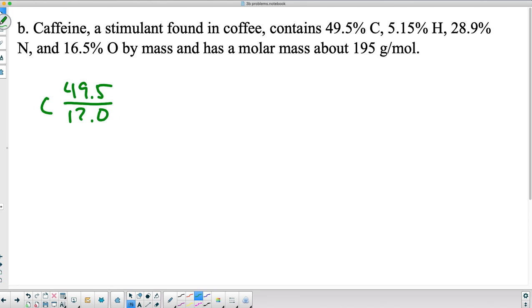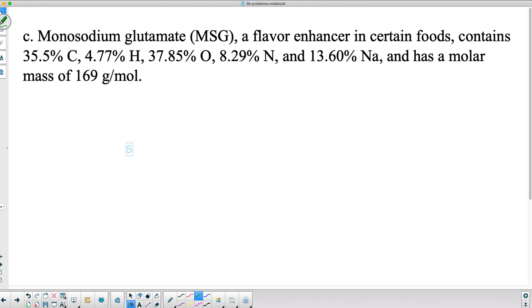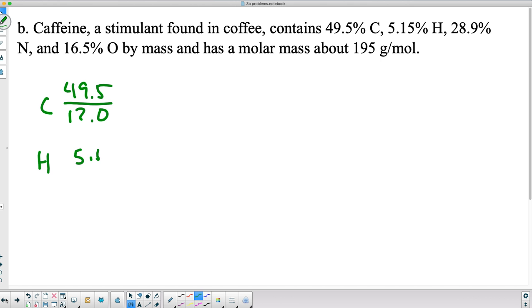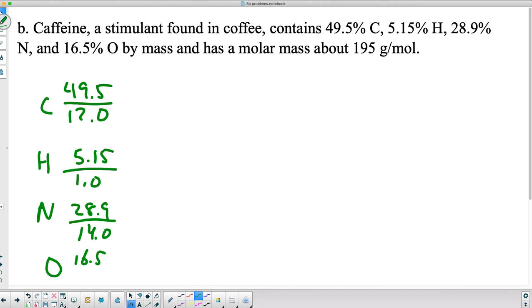Carbon is 49.5. We're going to divide by the atomic mass of 12. The hydrogen is 5.15, divided by 1.0. And there's 2 more left. Nitrogen is 28.9 divided by 14.0. And oxygen is 16.5 divided by 16.0, like that.